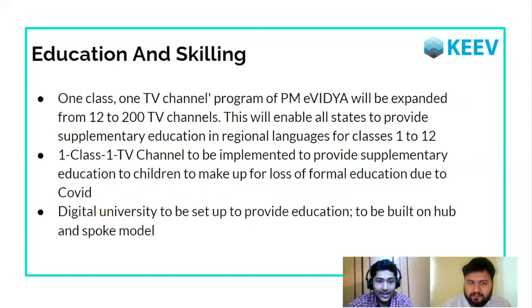Education and skilling. One class, one TV channel program for PM eVidya will be expanded from 12 to 200 TV channels. This will enable all states to provide supplementary education in regional language for classes 1 to 12. Right. So this is very interesting.